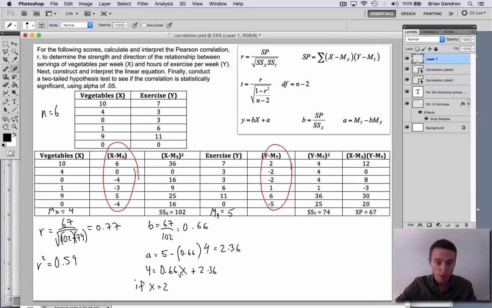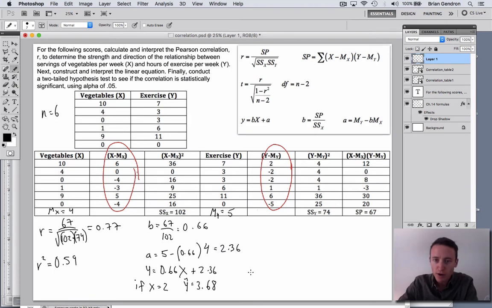And so our predicted value of y is 3.68. So basically what our data is telling us is that for individuals who have 2 vegetable servings per week, we would expect them to have about 3.68 hours of exercise per week based on this sample data.